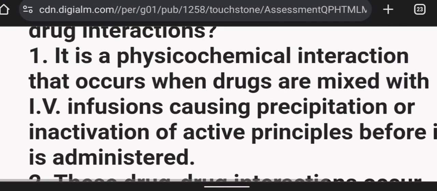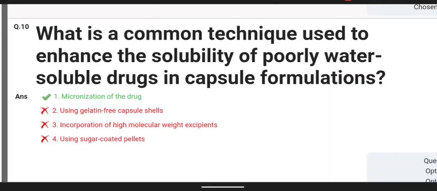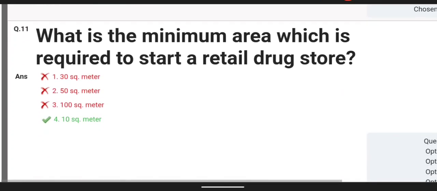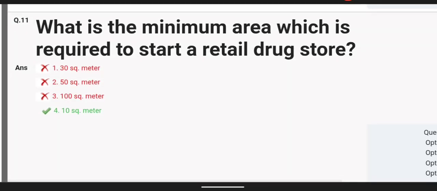Next, what is a common technique used to enhance the solubility of poorly water soluble drugs in capsule formulation? Answer: micronizing of the drug. Next, what is the minimum area which is required to start a retail drugstore? 10 square meter.